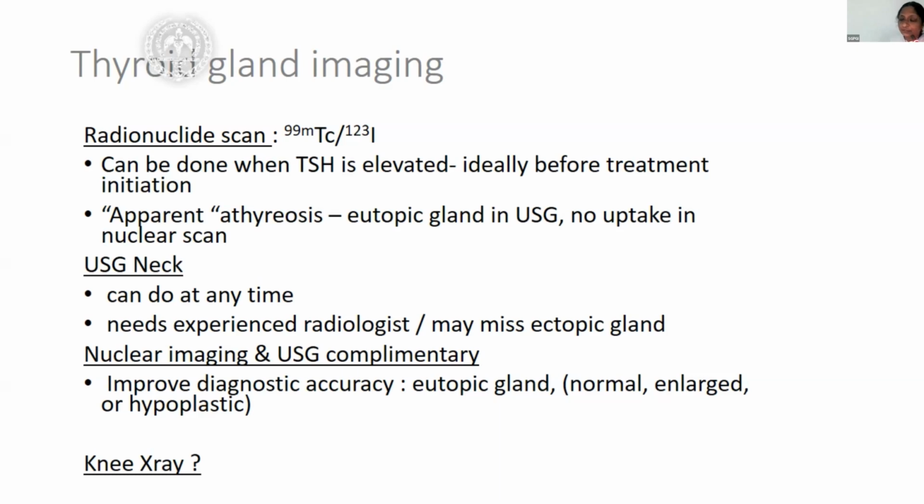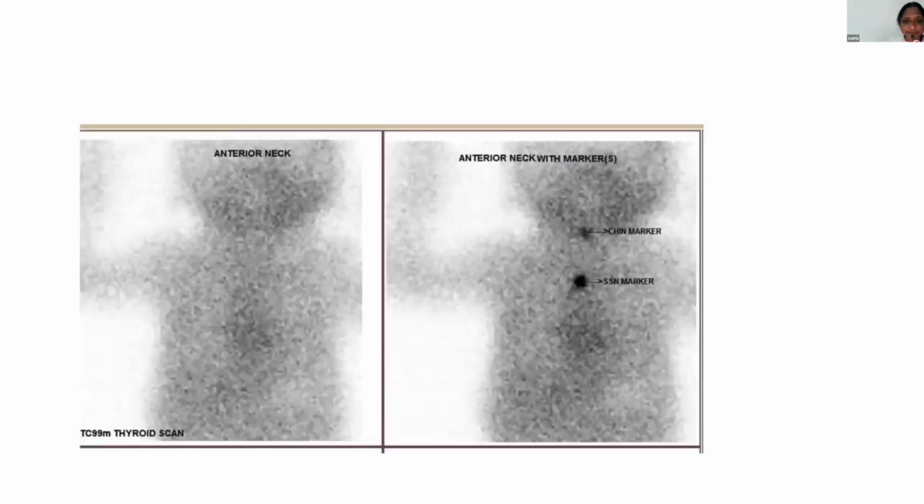And also, even though you have a good poke, you may still miss an ectopic gland. Nuclear imaging and ultrasound are complementary and improve the diagnostic accuracy. How about knee X-ray? In the very olden times, we used to look for an absent femoral epiphysis. It only shows the severity of congenital hypothyroidism. I don't think it adds anything to the diagnosis.